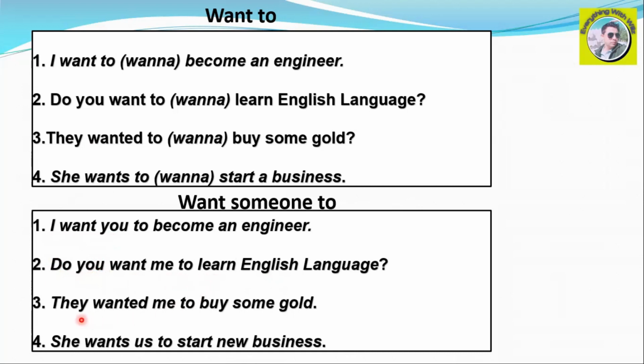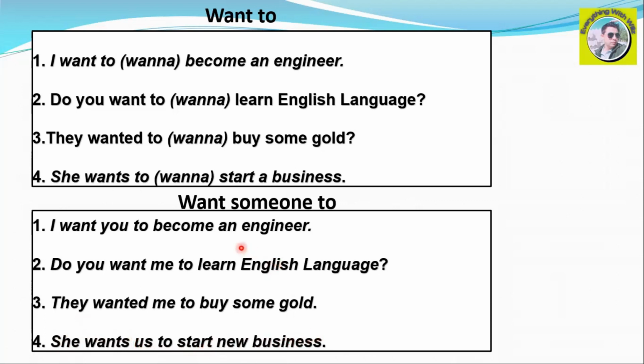Now, example number three says that they wanted me to buy some gold. They wanted, it was their desire, but not for themselves. It was their desire, but for me to buy some gold. She wants us to start a new business. Now, the desire is hers. It is her desire, but not for herself. The desire is for us to start a new business.